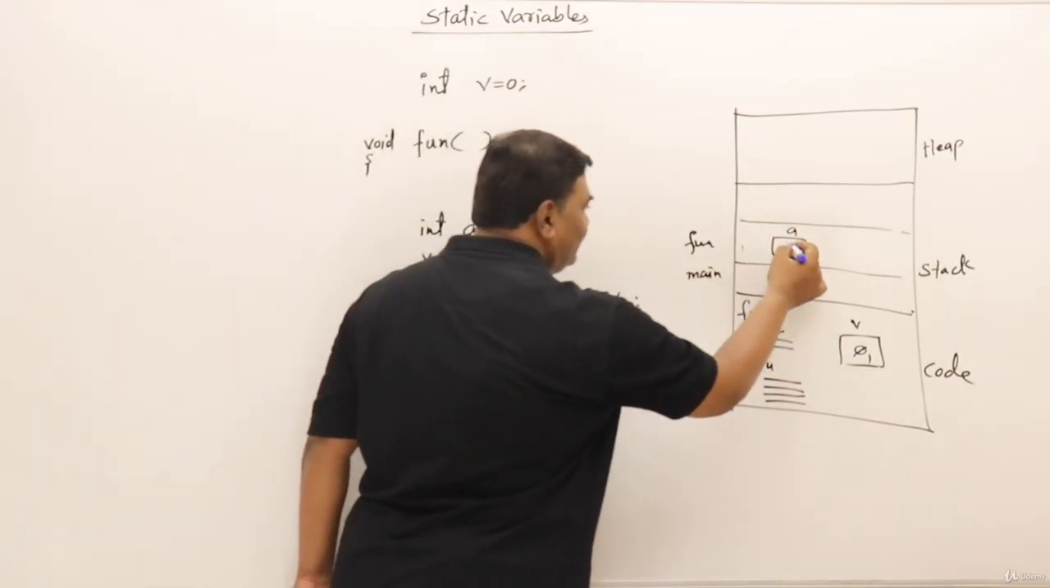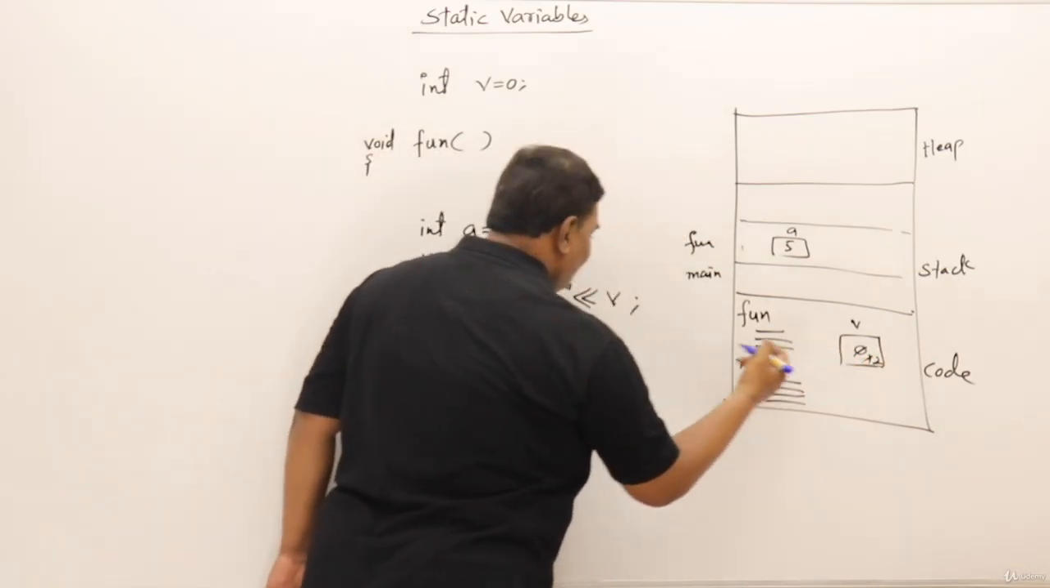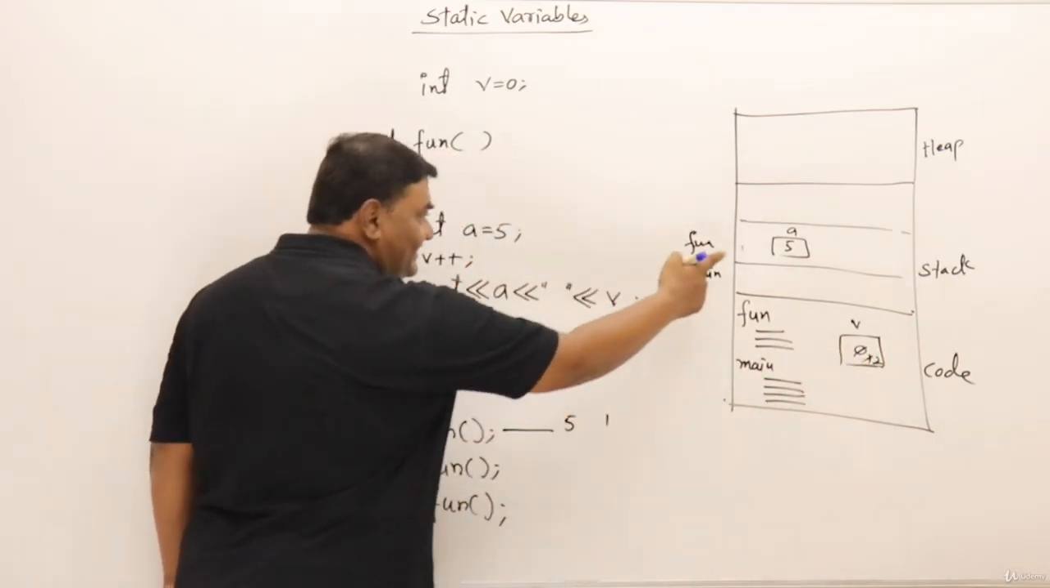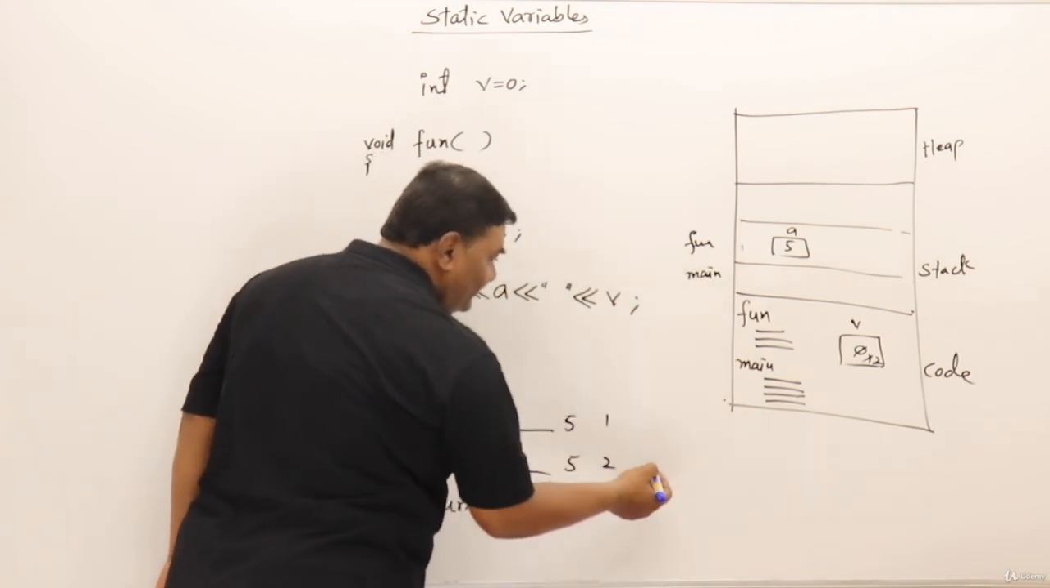What is the value of A? 5. Then v++, v becomes 2, and print a comma v. A is what? 5 only. And v is how much now? 2, as it's a global variable.